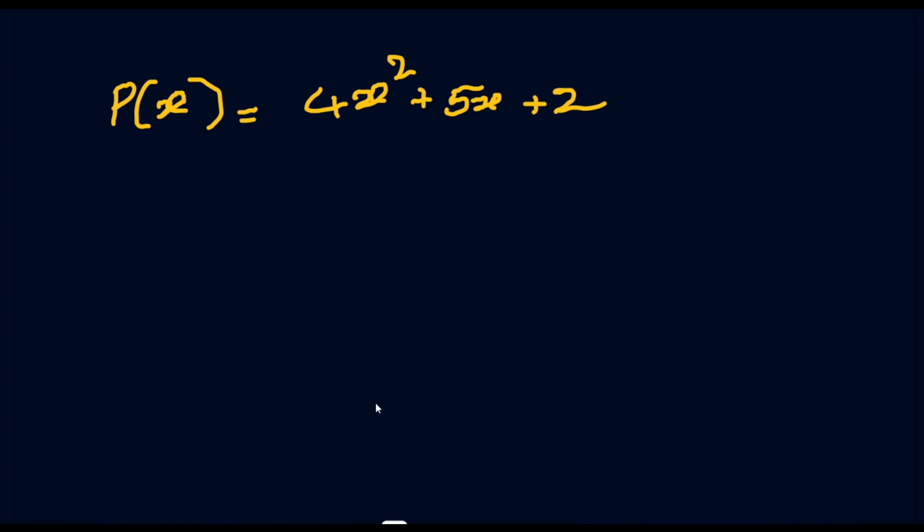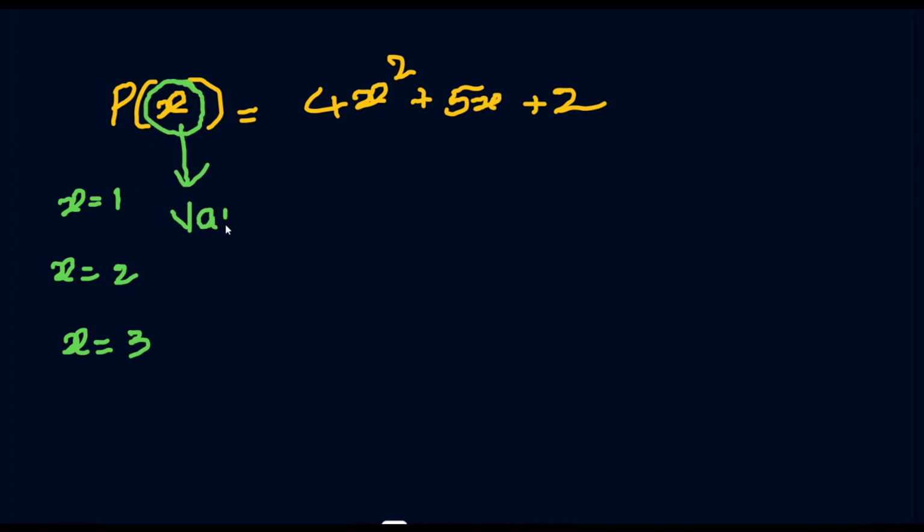So here p of x is equal to 4x square plus 5x plus 2. What do you understand here? You can understand for sure that if you substitute any value in the place of x, for every value you will get a different value of the polynomial, right? So which value is changing here? Here x is changing, right? So x is a variable, and the numbers before this are known as coefficients.